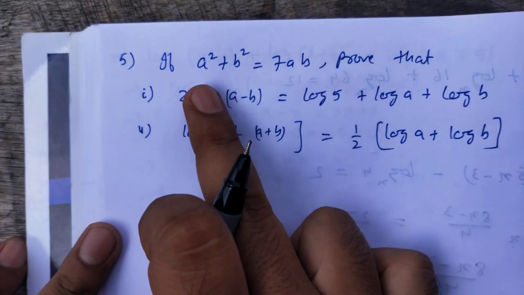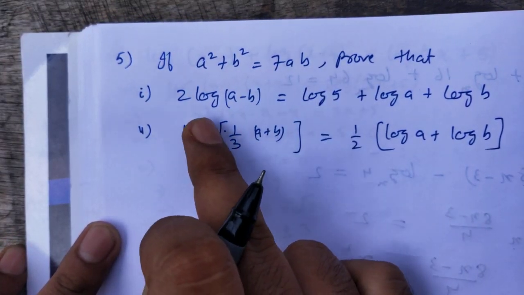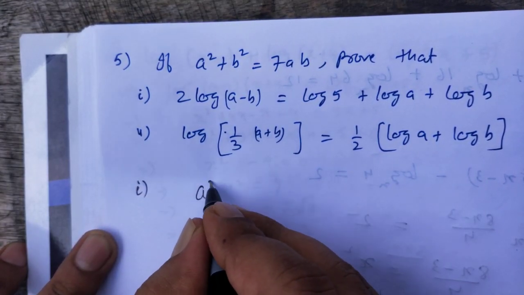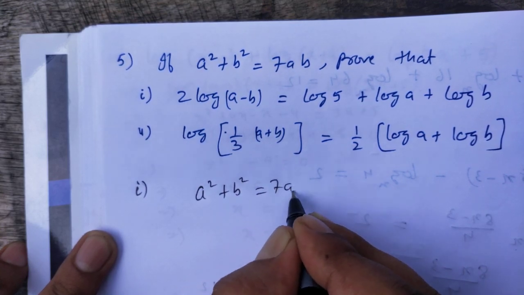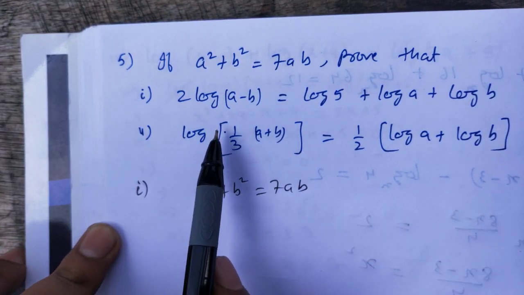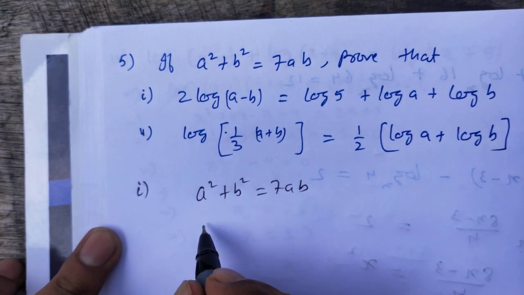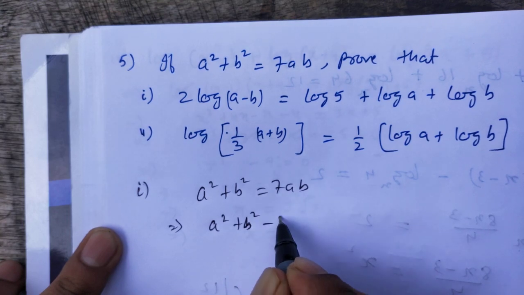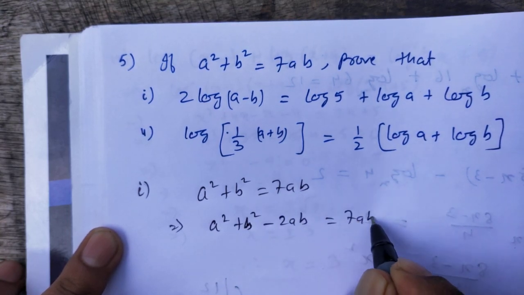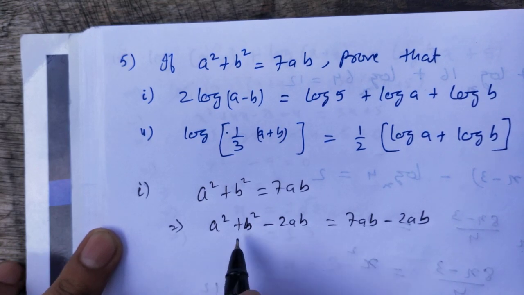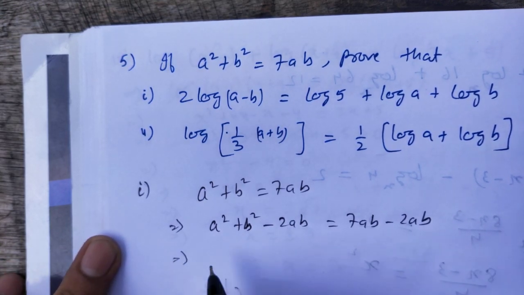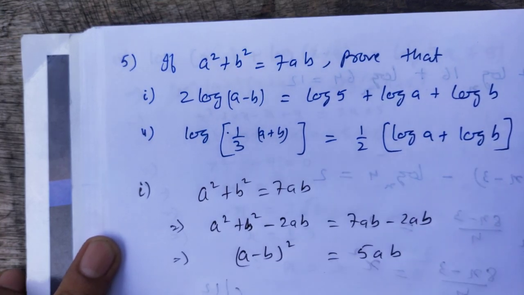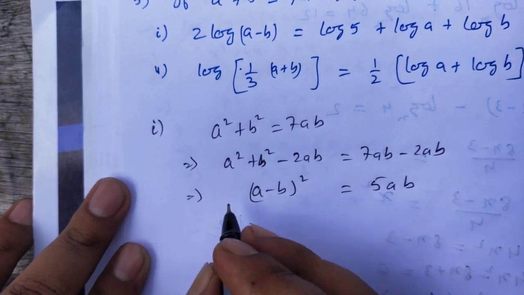Question number 5. They have given this a square plus b square equal to 7ab. We're going to prove this and this. So let us do the first one. They've given a square plus b square equal to 7ab. And the first proof is we need a minus b. So what we'll do? A square plus b square, I'll do minus 2ab both sides, so that I can apply the formula a minus b whole square. So this will be a minus b whole square now. And this will be 5ab. Now take log both sides. You'll get the answer.